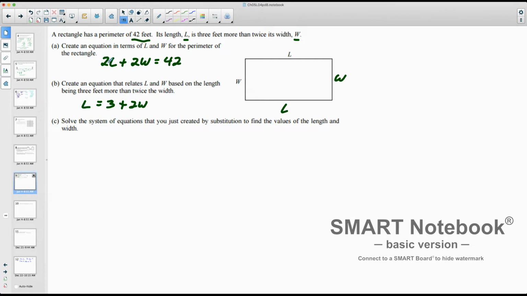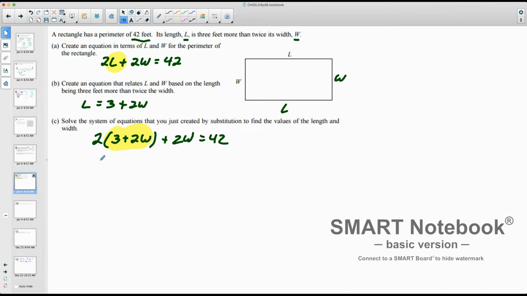So if we substitute in for L, the L is equal to 3 plus 2W, we substitute that into the first equation. Right, we're just simply replacing L in this equation with the value that it's equal to, that we're given from the L equals equation. Everything else is the same. 2L plus 2W equals 42.